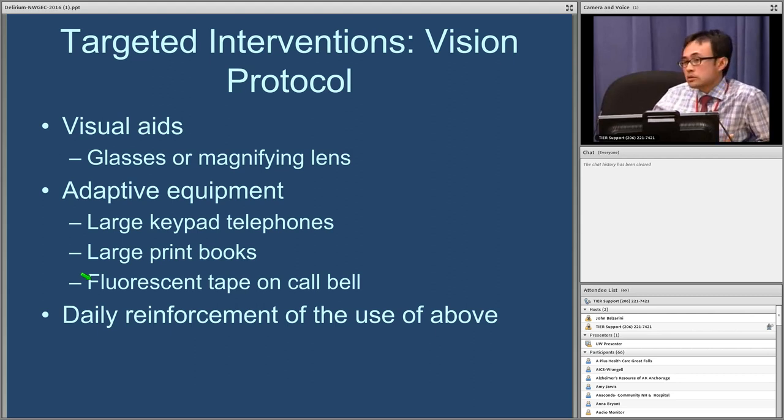So I don't know how many of you have been hospitalized before, but it's incredibly hard to find the call light and the phone at night. So what they had were these large keypad telephones that actually lit up. And there was a fluorescent tape that was taped across the call bell so that late at night when it was dark, you could actually find it. And there's a large print book that was provided for people with low vision as well. And there was daily reinforcement of the use above by staff members as well.